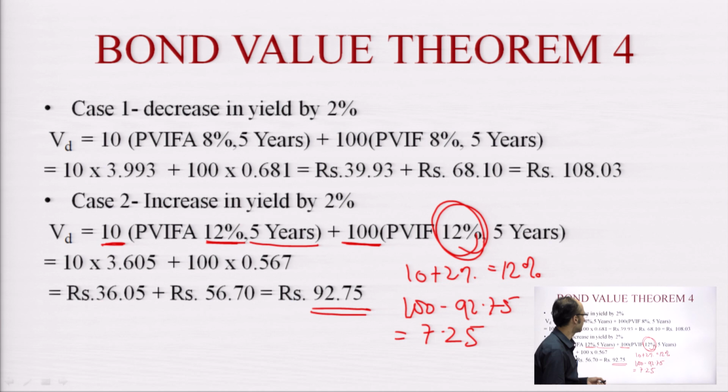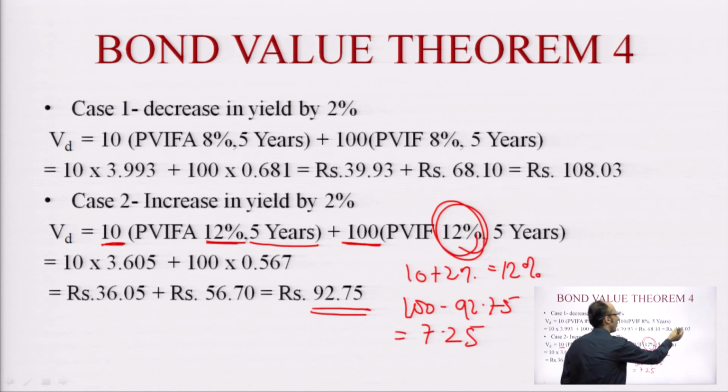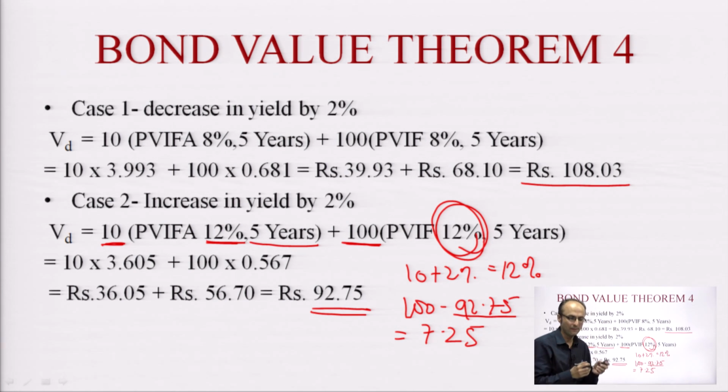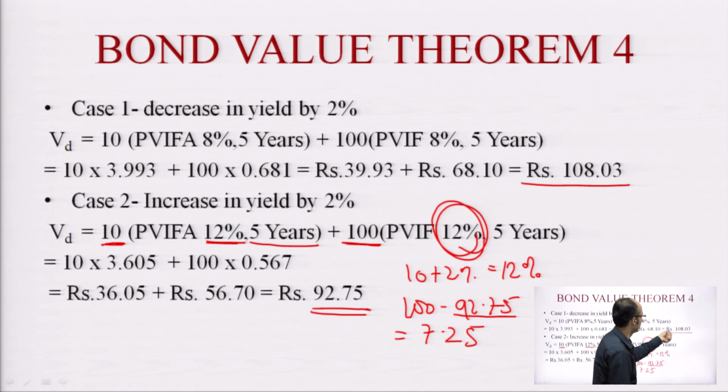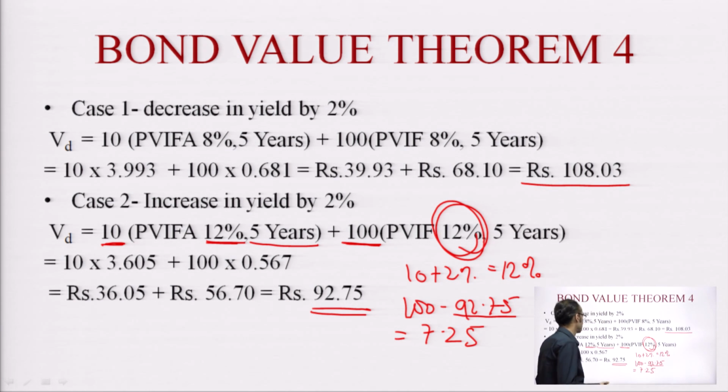Now you can clearly see here that in this case the bond value has risen more than the decline in the bond price, that is 92.75. It means that with the same rate of increase or decrease of 2% in the yield in the respective cases, we have seen the impact. If we decrease the yield by 2%, the bond value has increased by a much higher percentage than when we increase the yield by 2%, where the bond value has come to 92.75.